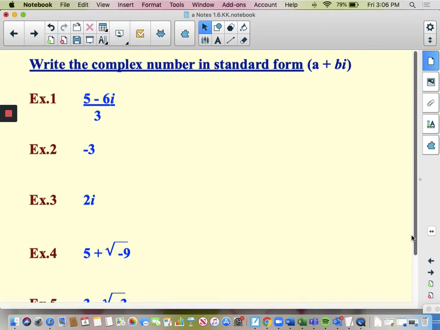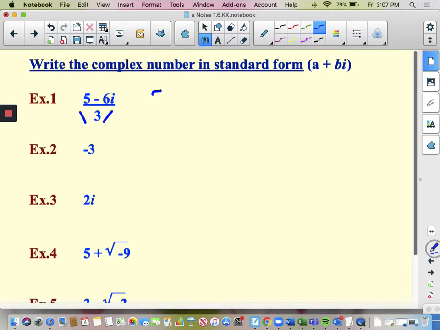So the first example appears to already be in standard form, but you cannot have one large fraction. So essentially, you're going to separate those two: 5/3 minus 2i, right? Because 6 divided by 3 is 2, and that's it. Okay, example 2 is good. -3, if you want to write plus 0i, you really don't have to, but that is complex form, real, imaginary. Example 3 only has an imaginary component. If you wanted to write 0 plus, you certainly could.